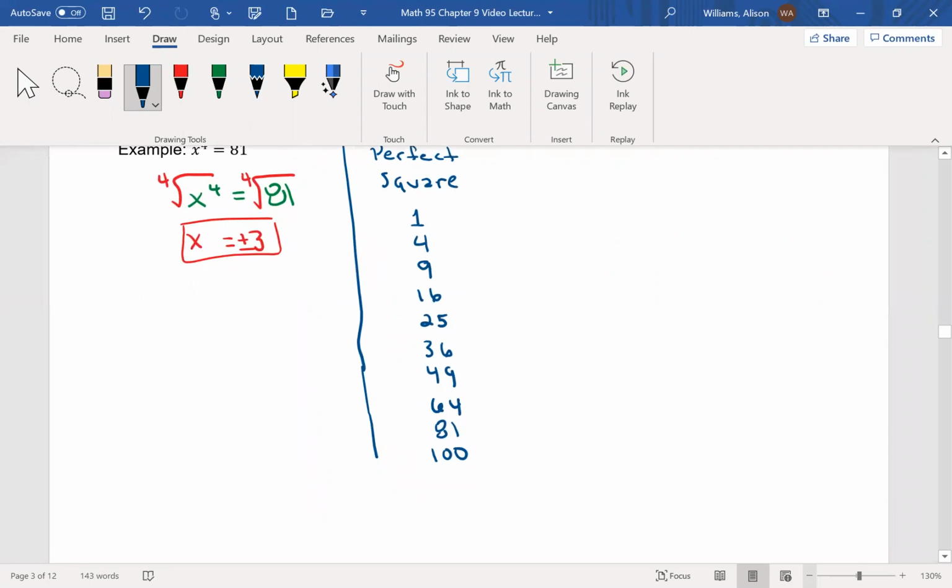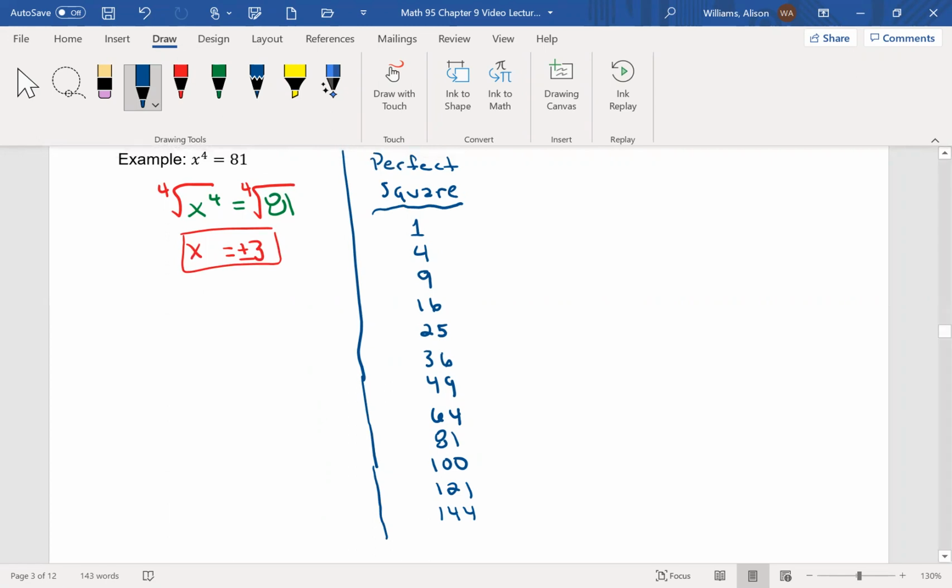So 11 squared is 121, 12 squared is 144. You sometimes see 13 squared, but I won't really expect you to know that. 13 squared, by the way, is 169. And really, they just kind of start looking at multiples of the perfect squares beyond that point. So those are kind of the big ones you're expected to know.